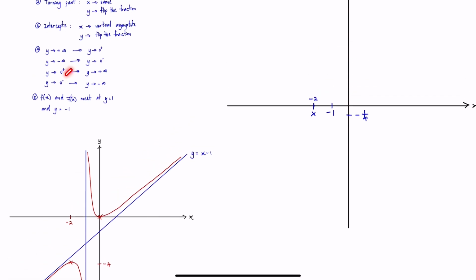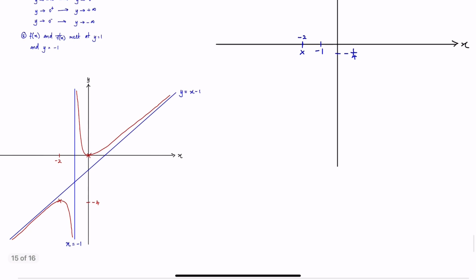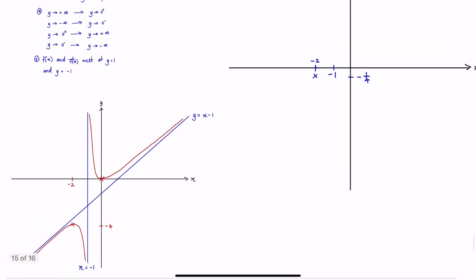And for the one that is initially approaching positive 0, it is now approaching positive infinity. So this part would now be approaching positive infinity, which is around this shape. And if it's initially approaching negative 0, it would now be approaching negative infinity. But we do not have any part that's approaching negative 0 here, so we don't have to care about the last part.